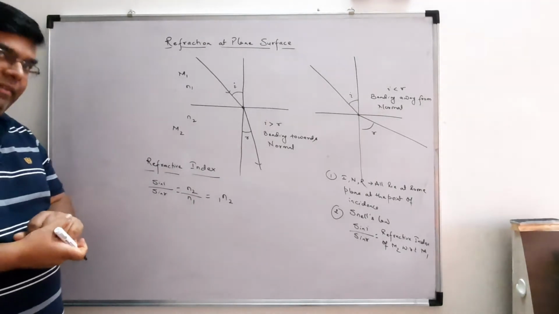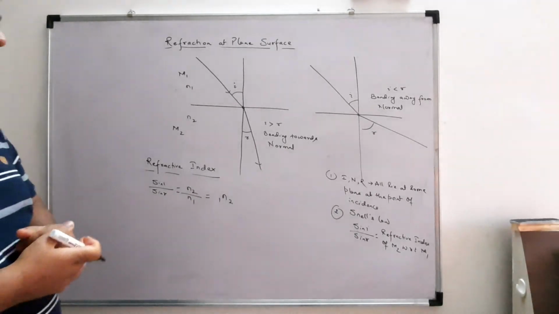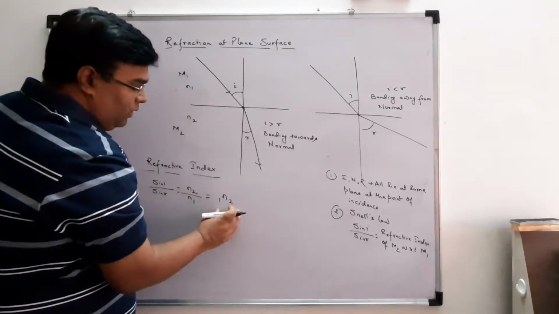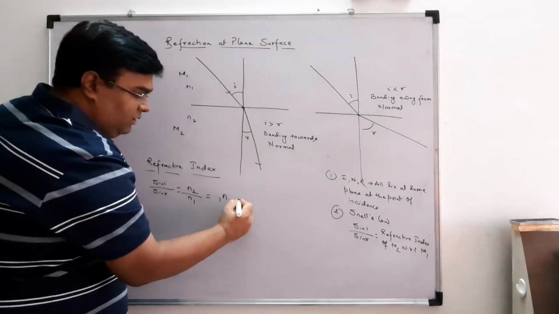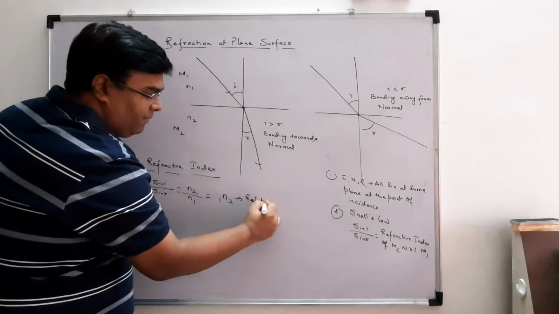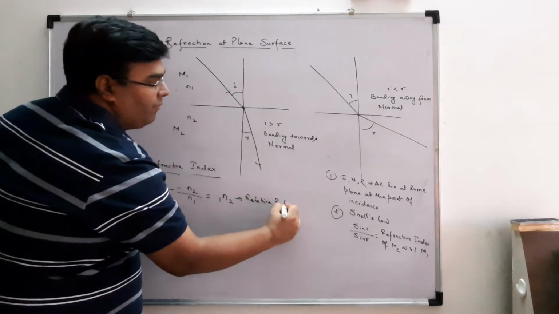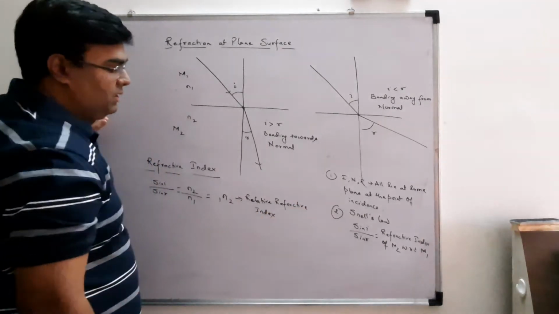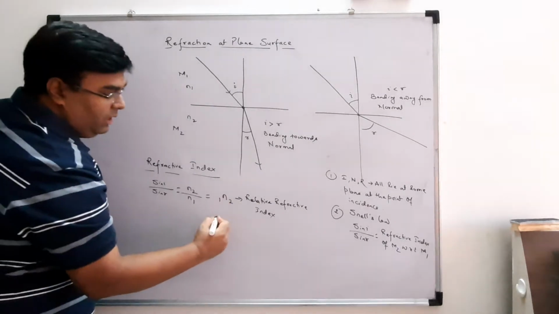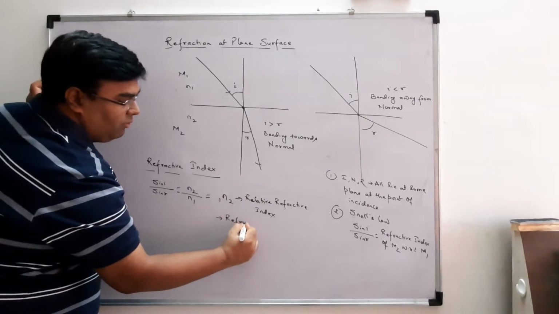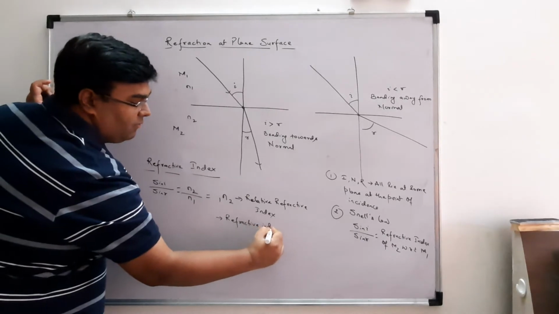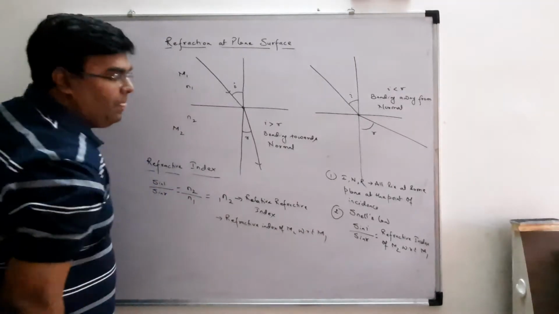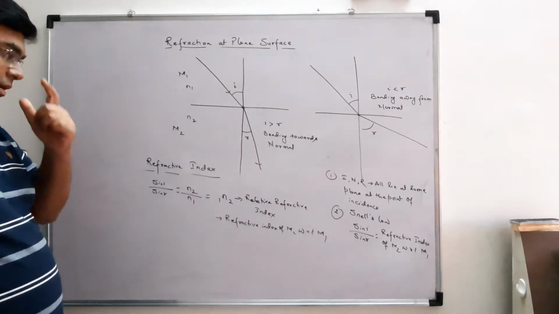There are other definitions also for refractive index. This is also known as a relative refractive index, a comparison of refractive indexes. So we can say that it is a relative refractive index, or the refractive index of M2 with respect to M1.